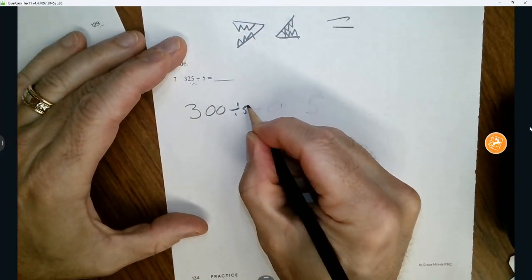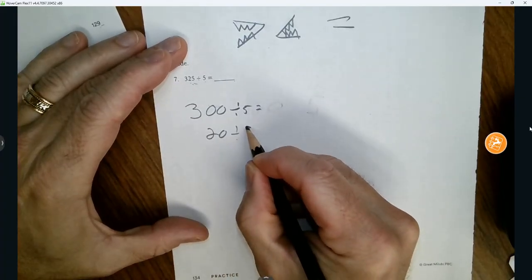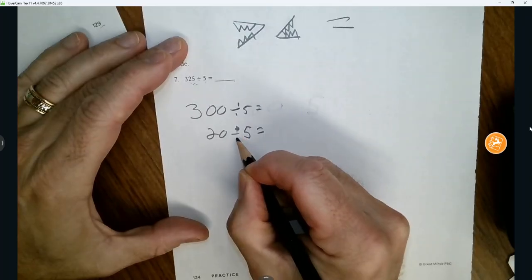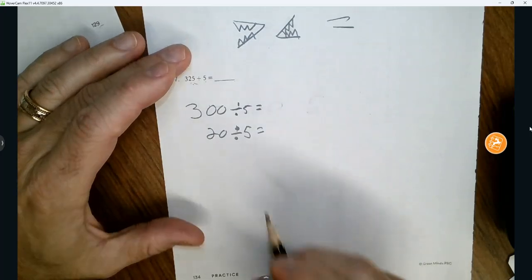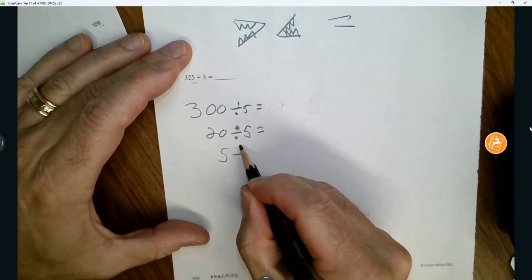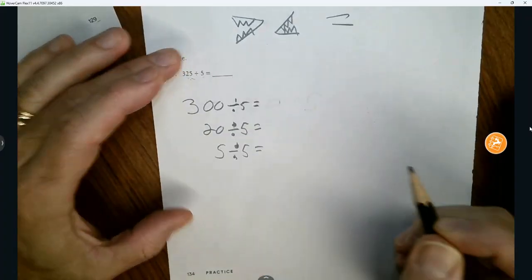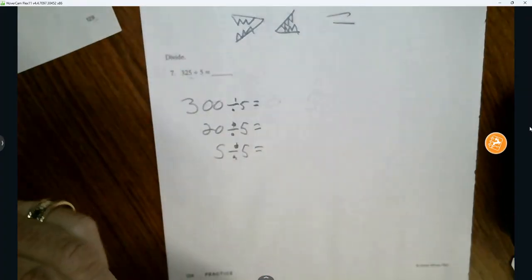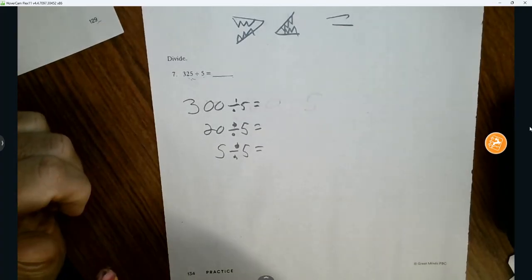300 divided by 5 equals. 20 divided by 5 equals. I know I'm sloppy. I really am trying to be better about it. I just go too fast. And then 5 divided by 5 equals. Okay, and then add these up and you'll have your answer. Right? Add it up, you'll have your answer.